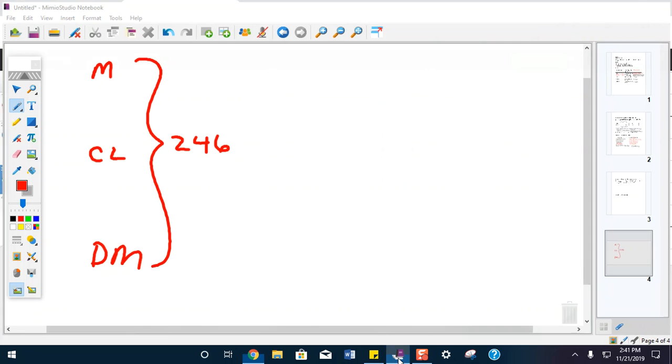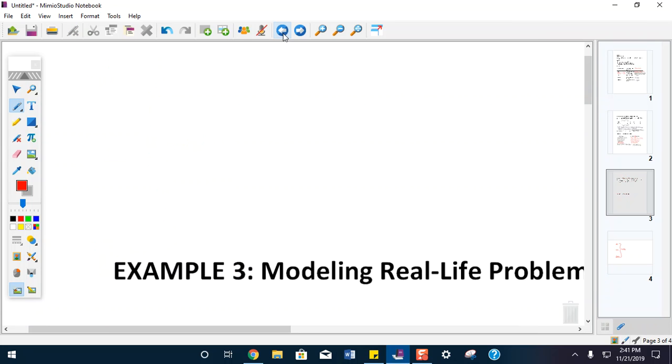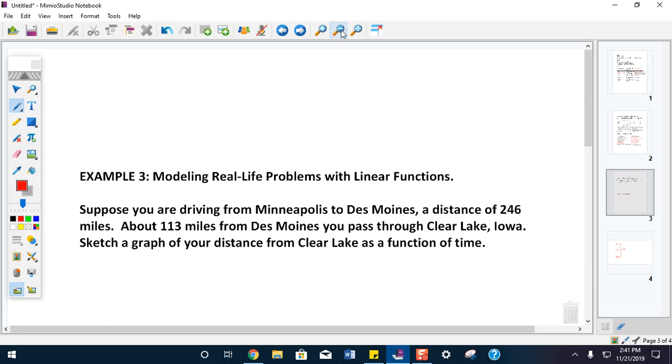It says about 113 miles from Des Moines you pass through Clear Lake. So that would imply there's 113 miles from Clear Lake to Des Moines. Would you agree with that? Okay, about 113 miles from Des Moines, you're in Clear Lake. So, here's what this is saying, kids. This is saying there's how many miles between Clear Lake and Des Moines?